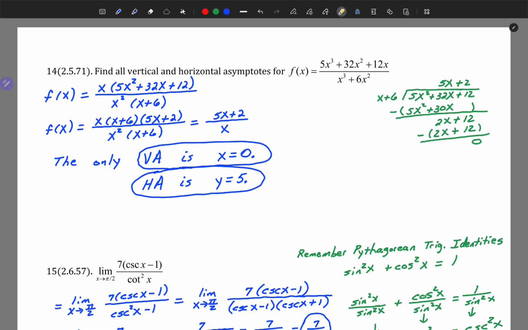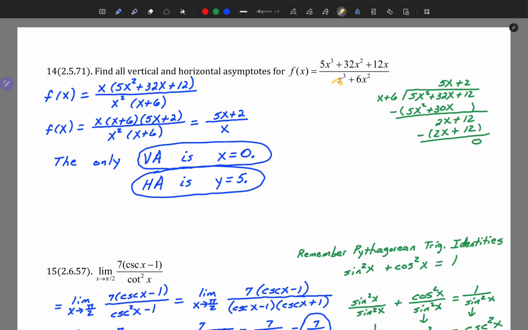So in this one, I needed to try to fully factor my problem. In the numerator, this one was a little challenging to factor. I could easily see that all of the terms had a greatest common factor of x, so I went ahead and factored out that x. Then I had 5x squared plus 32x plus 12 left over.